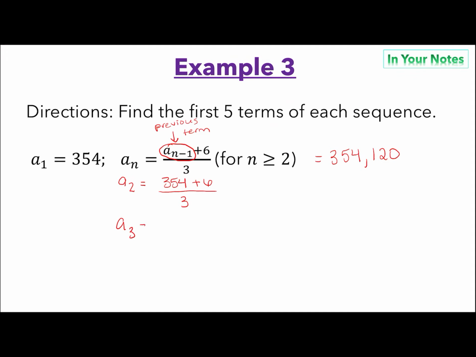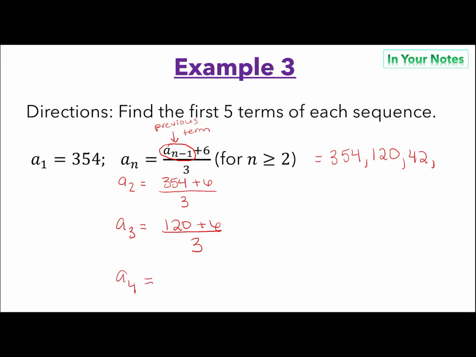So a sub 3 is going to be, we have previous term plus 6 divided by 3. My previous term is 120. So 120 plus 6 divided by 3. Put that in the calculator, and that's going to give you 42.